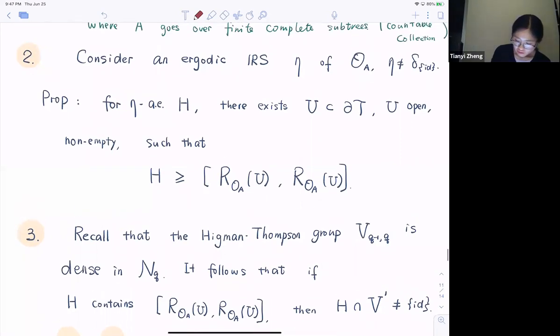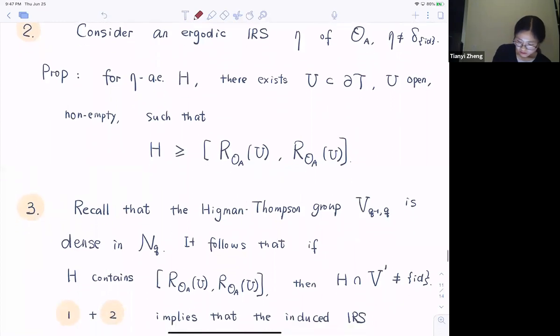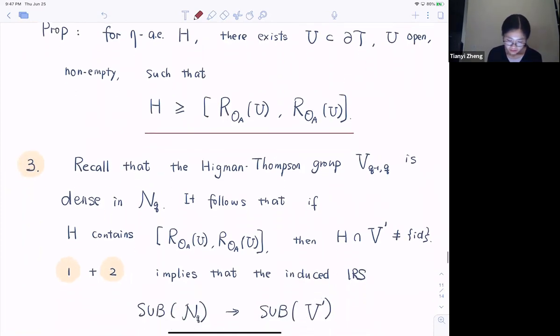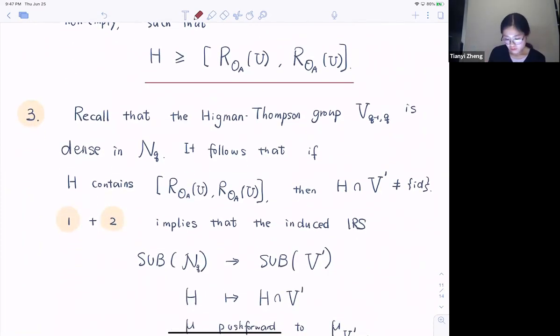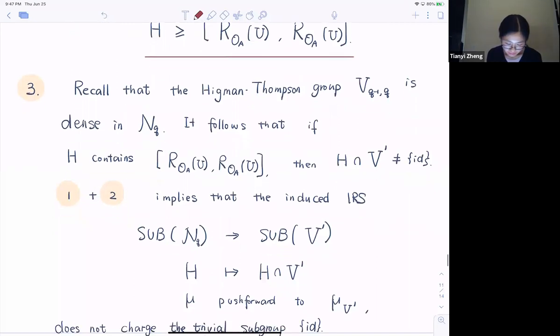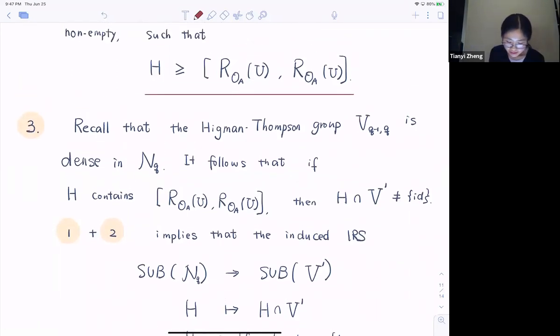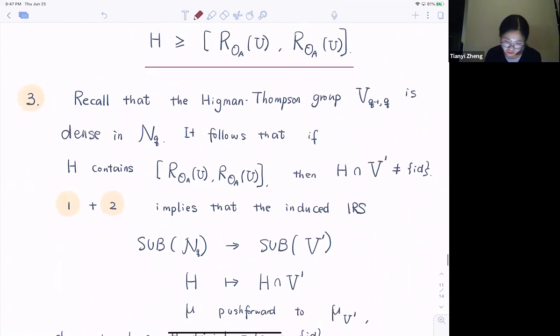The proof of this proposition is a bit too explicit. It relies on specific countings in the symmetric group. I'll say a word about how it goes in a moment. So why is this useful? This containment allows you to push the problem to V. Just recall that we have the Higman-Thompson group V sitting in N in this very natural way. If you have a subgroup H that contains this kind of derived subgroup of the rigid stabilizer, then it would imply that it also intersects the derived subgroup of V non-trivially, right? Because V is there. So this containment implies non-trivial intersection.